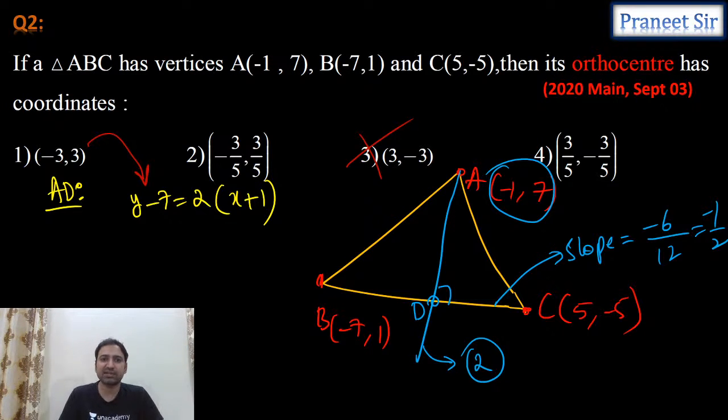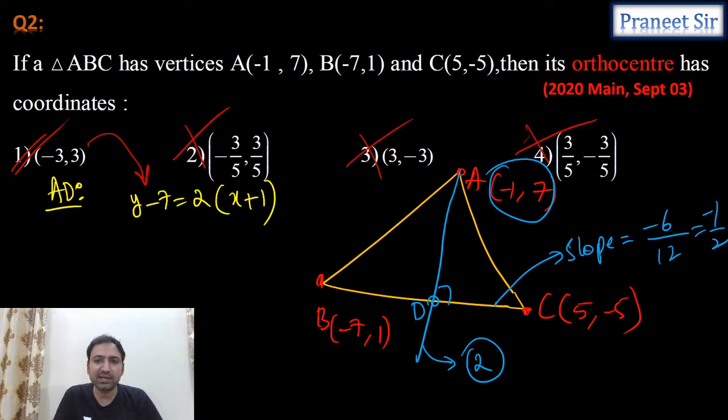Now let's verify the second option. When we substitute the second option here, 3 by 5 plus 1 is 8 by 5, and we need 16 by 5. No. The second option is also not satisfying. What about the fourth option? Let's verify the fourth option. If you substitute, 8 by 5, 16 by 5. No. The fourth option is also not satisfying, guys. The only option that is satisfying is the first option. Can I say that the first option is the answer?